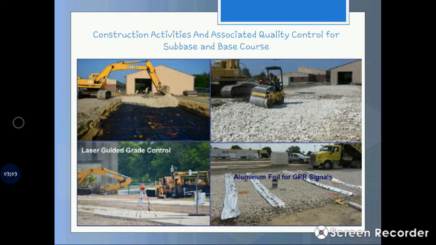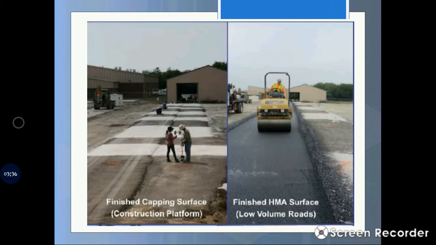So, dito makikita natin yung pictures for construction activities associated sa quality control for subbase and base course. So, makita natin yung first one is yung pagle-level ng granular materials. Tapos, sa pangalawa, makikita natin yung compact roller. Then, may laser-guided grade control at saka yung aluminum foil for GPR signals. Next, makikita natin dito yung level ng subbase.